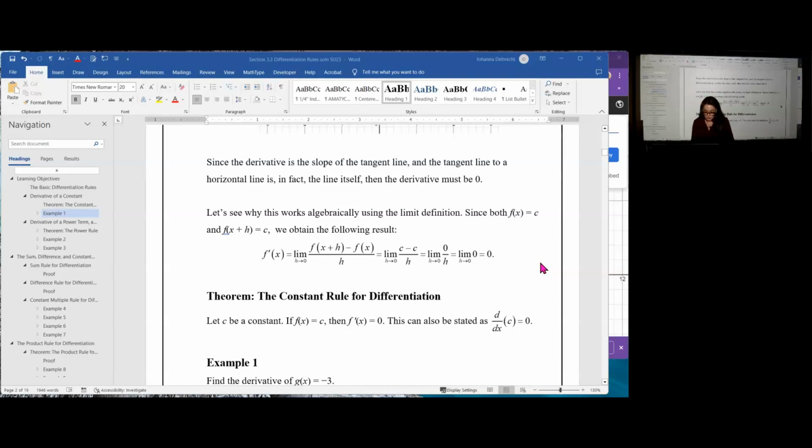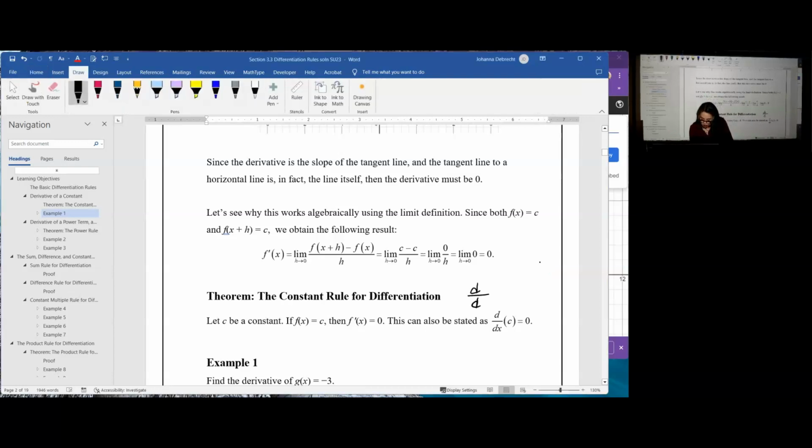So if I try to trick you on an exam, and I write something like the derivative with respect to x of pi squared, you better tell me that that comes out to be 0. Pi squared is a constant. Derivative of a constant is 0.